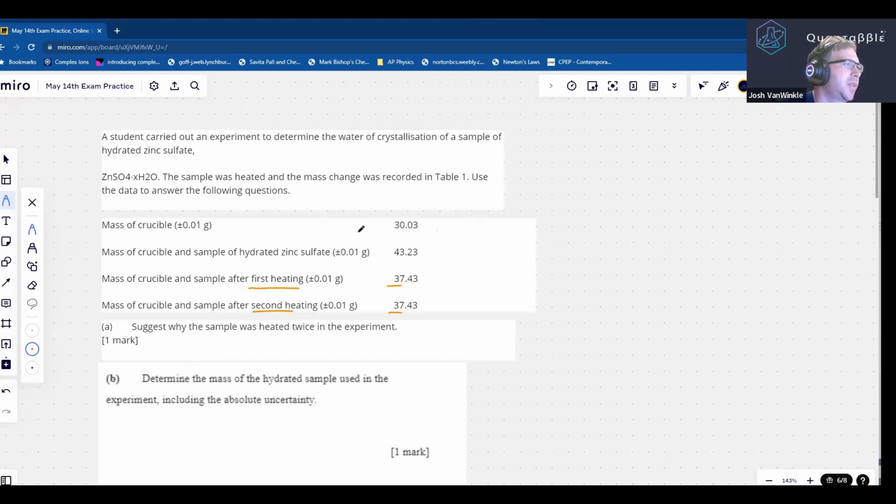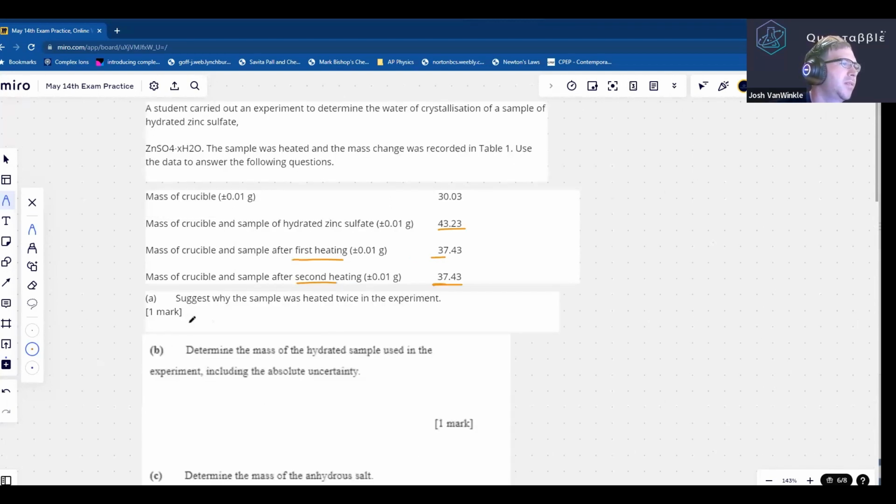So let's just look at what they gave us here. They gave us the mass of the crucible, the little container, the bowl, the mass of the crucible and the hydrate, so the salt plus the water. And then they gave you the heating. So you see how it gets kind of less, like it starts here, and then as they burn the water off, it goes there. Suggest why the sample was heated twice in the experiment. Well, that's just to make sure all the water's gone, right? To burn off all the moles of water.